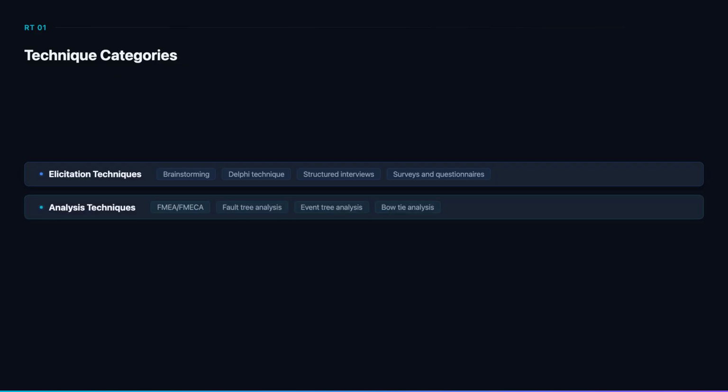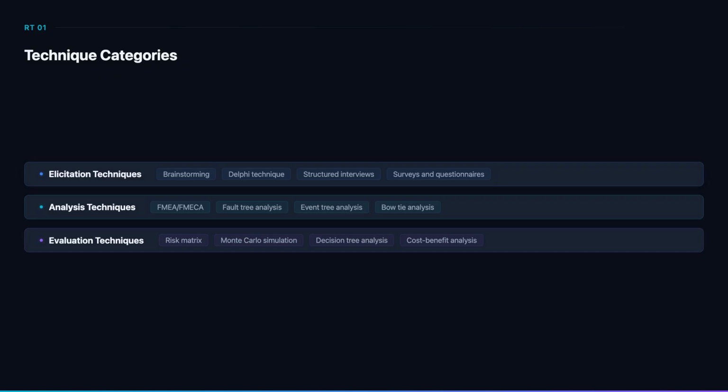Analysis techniques examine how risks materialize and propagate. FMEA systematically analyzes failure modes and their effects. Fault tree analysis works backward from an undesired event to identify contributing causes. Event tree analysis works forward from an initiating event to identify possible outcomes. Bow tie analysis combines both views: causes on the left, consequences on the right, controls in the middle.